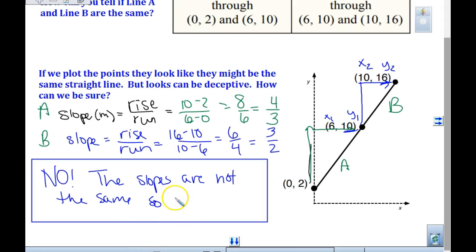So these 3 points are not on the same line. It says, if we plot the points, does it look like they will be on the same straight line? The slopes are not the same, so the 3 points are not on one line.